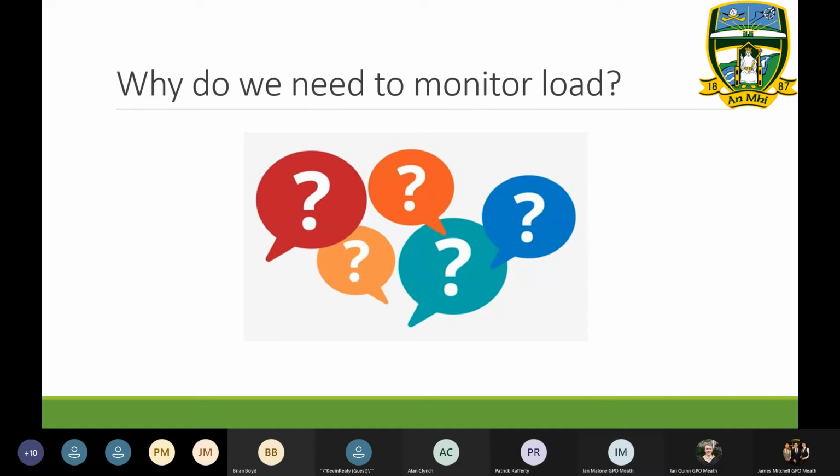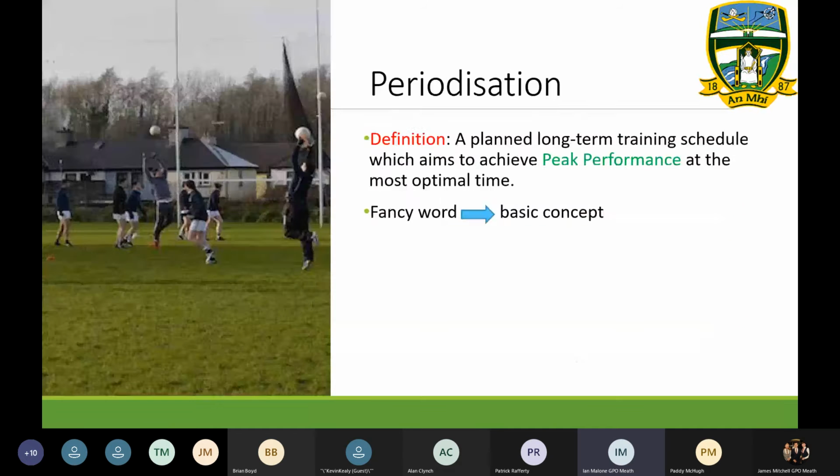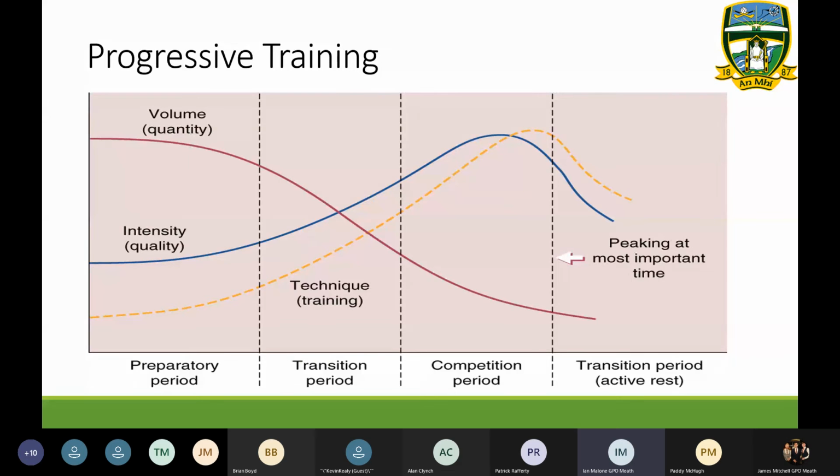Okay. Very good, guys. As you can see, a lot of the answers were pretty much covered by James's presentation at the start as well. So when we're talking about recovery, it ties right in with monitoring our training load. Okay, so this is an example of how that might come into play. We can see a preparatory period, transition period, and a competition period, which gives an example of how our season might play out.